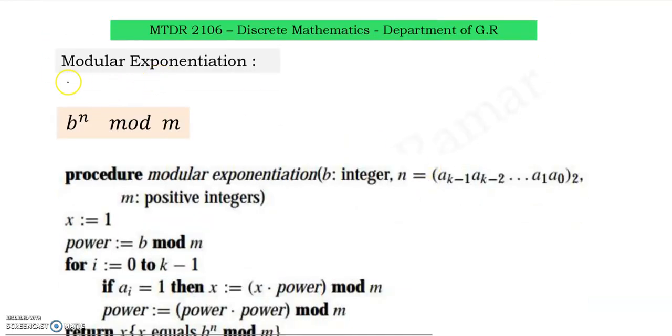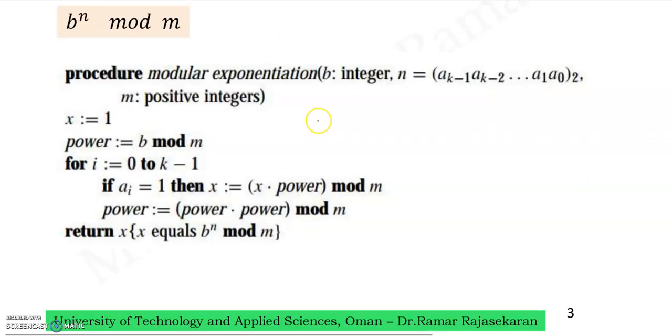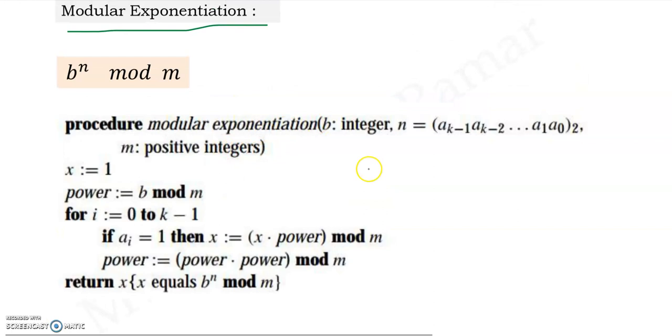We will see modular exponentiation. b to the power n modulo m. How to calculate this? We can apply the modular exponentiation algorithm. What is the procedure for that? You see here, this b is an integer, and n, m are positive integers.